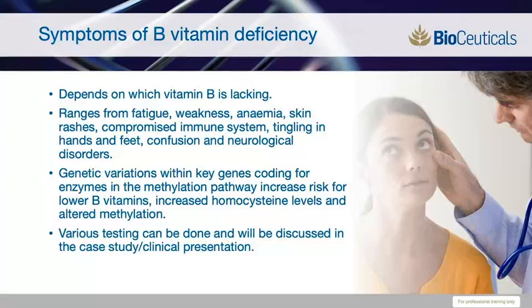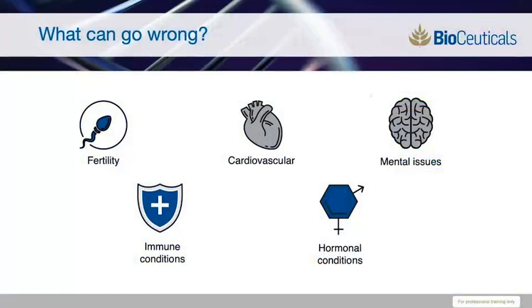Various testing can be done and will be discussed in the case study, because even though we've got the genes and they increase risk, we actually need to know levels, and we will talk about this when we get to the case study. So what can go wrong if someone's got these genetic variations, if they've got a low intake of B vitamins? We know it can influence fertility, in particular infertility and pregnancy complications, cardiovascular health, mental health disorders, immune conditions and hormonal conditions.